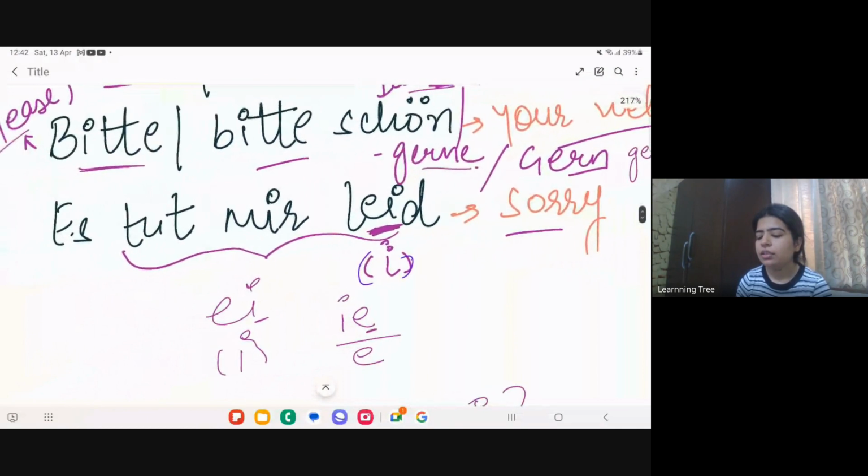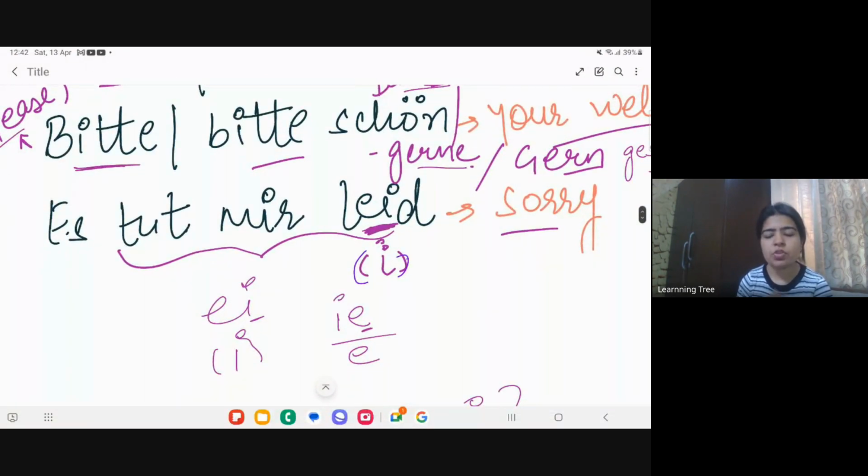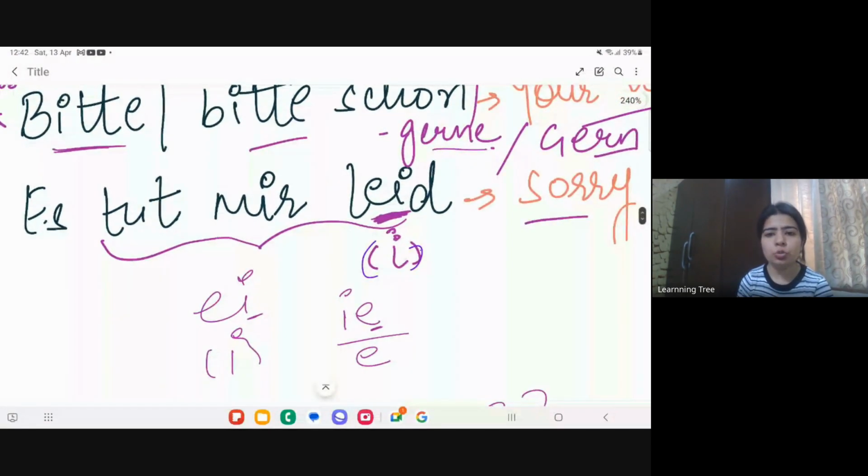Then the last greeting that we have is sorry. And sorry is called es tut mir leid. In leid, we are having EI, so the pronunciation is becoming I, like light. So es tut mir leid. Schön basically means, in literal translation, beautiful, but here we are using it for saying you're welcome and thank you so much.